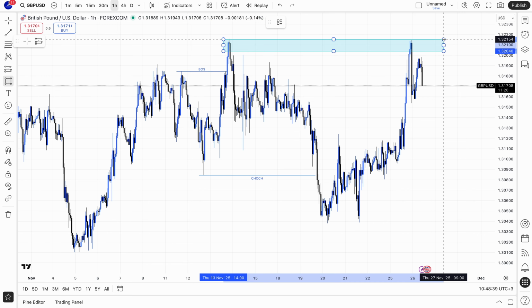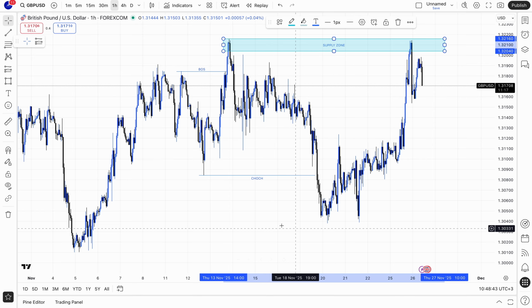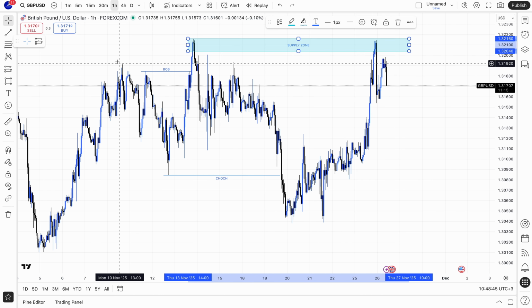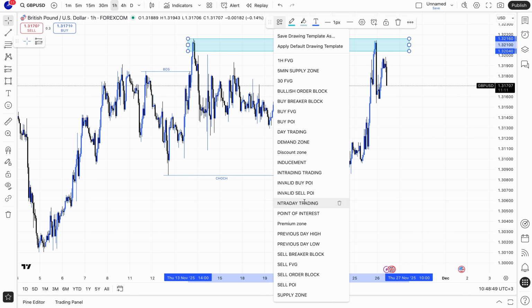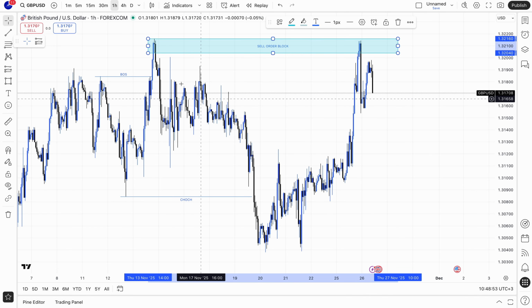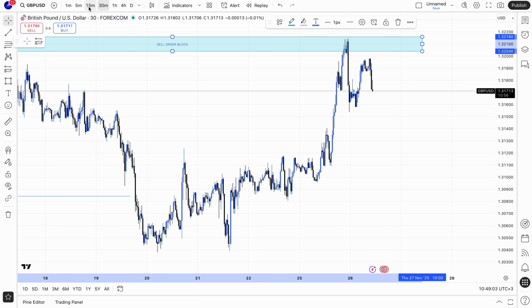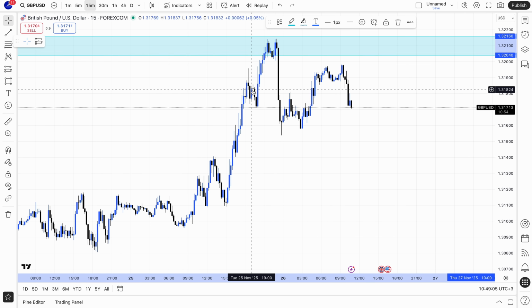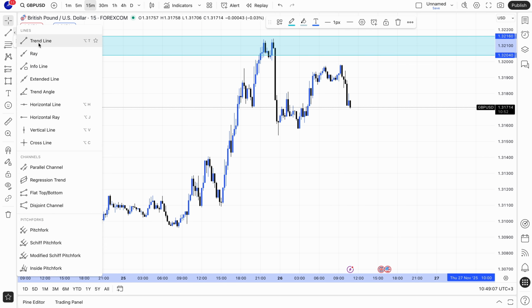Then we had our supply zone. Then we better call it our sell order block. So the price came, tapped into our order block, and we had a clean reaction. The point of interest was respected.